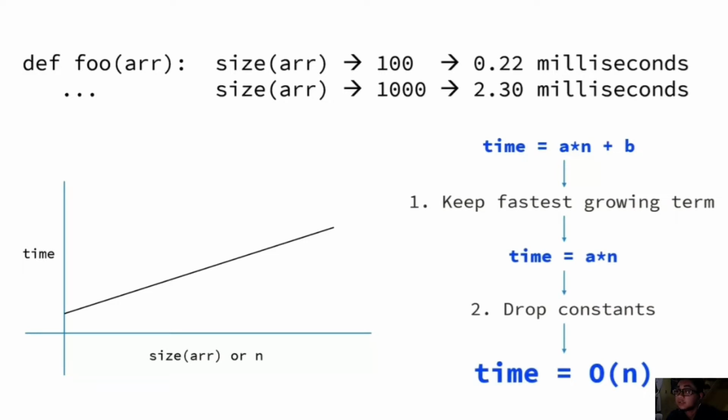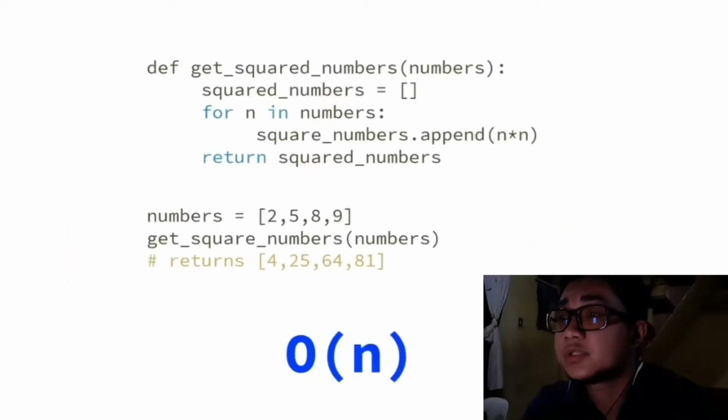The second rule is drop any constant. The constant is a, and we drop it, so what is left is n. Now we see the big O time complexity of this program is order of n. This is an example of a program whose time complexity is order of n.